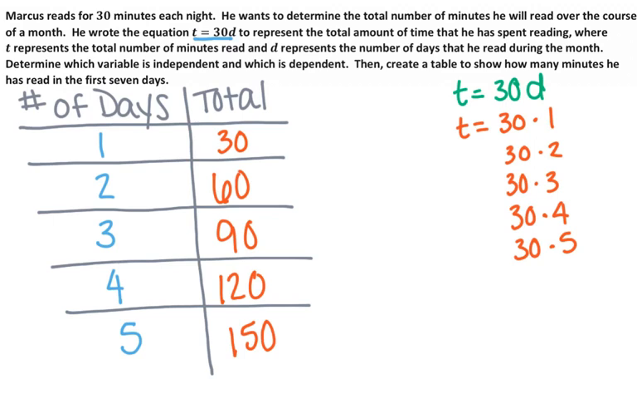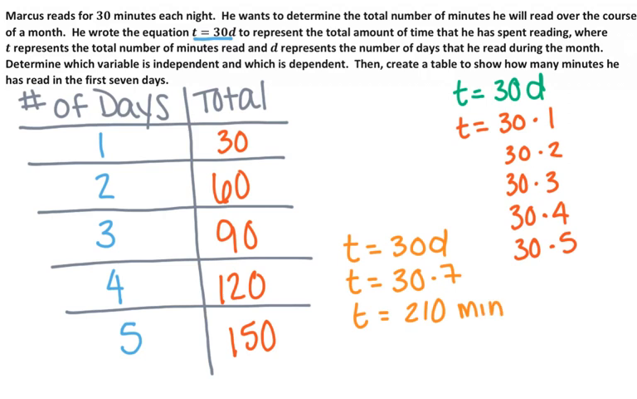However, our question was to show how many minutes he has read in the first 7 days. And obviously I ran out of room, which is why I only went to 5, but we can easily figure out how many minutes he read in 7 days because we know our equation. So we can take our equation, T is equal to 30D, we can plug in 7, so T is equal to 30 times 7, so T is equal to 210. So he read 210 minutes in the first 7 days.